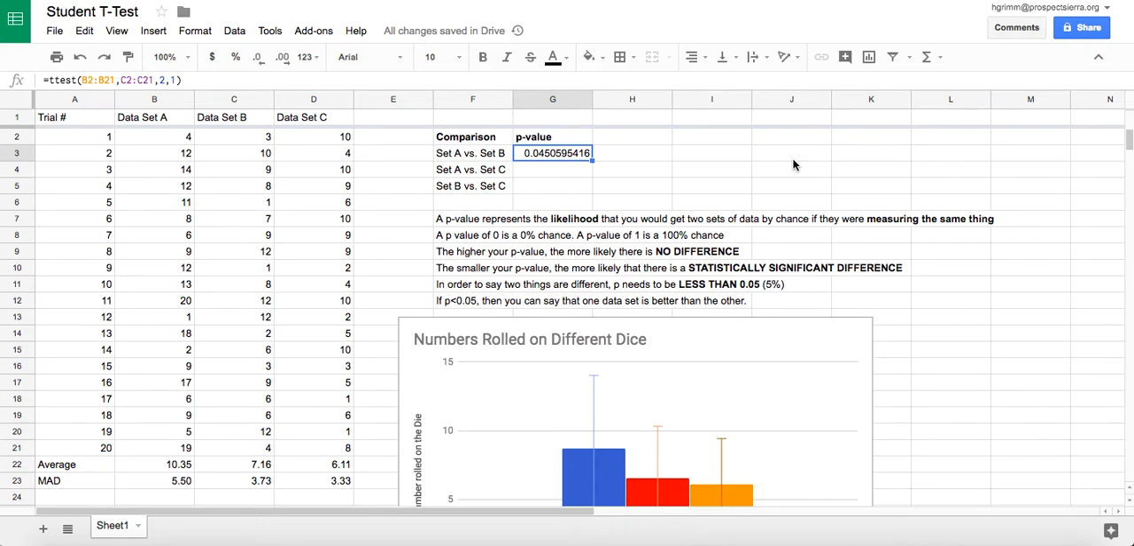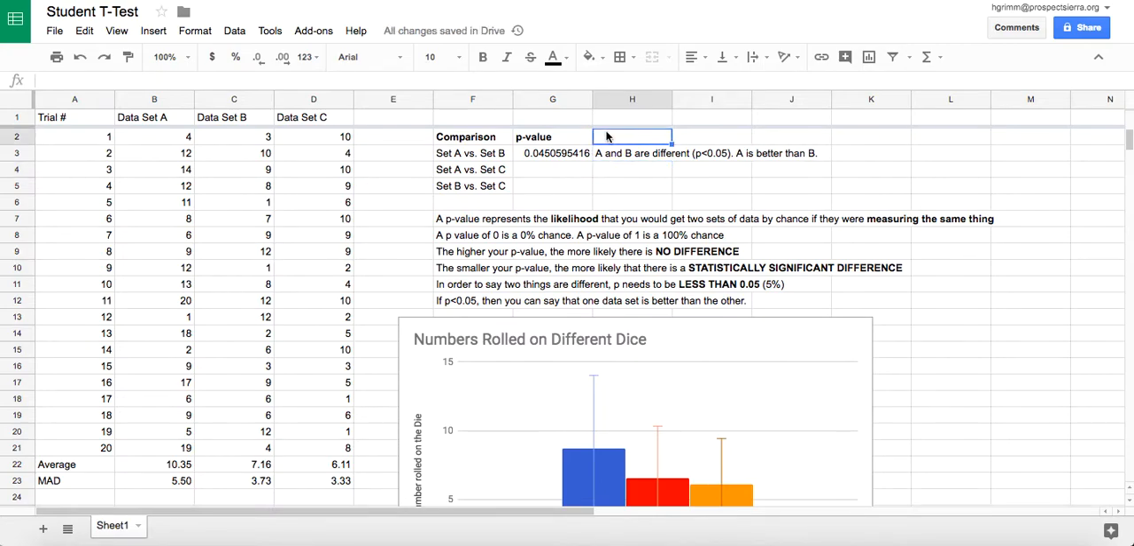That is less than 0.05. So that means that I can say that A and B are different because P is less than 0.05. If I look at my averages, I can say that A has a higher average than B, which means I could say that A is better than B, assuming I'm making the claim that a higher average is better.